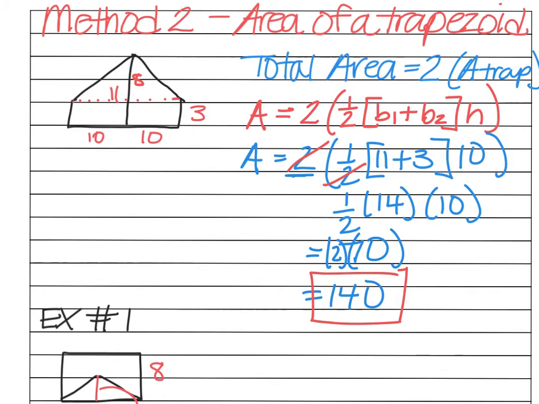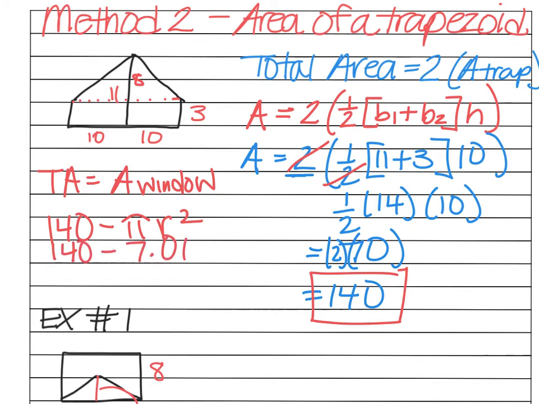It's the same formula. You would have your total area equals the area of the figure minus the area of the window. And if you remember, we would do 140 minus pi r squared. And we ended up getting 140 minus 7.065 when we plugged in our radius. And when we did that, our total answer was 132.935. And that's exactly what we got before. So either method will work to find the area of this figure.